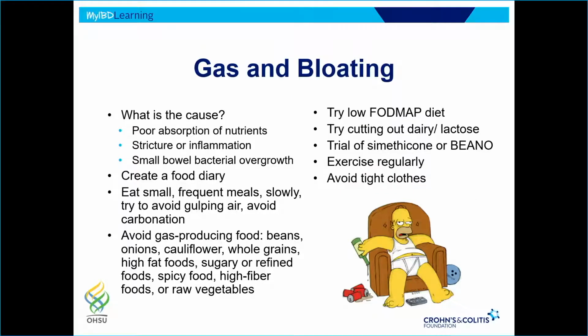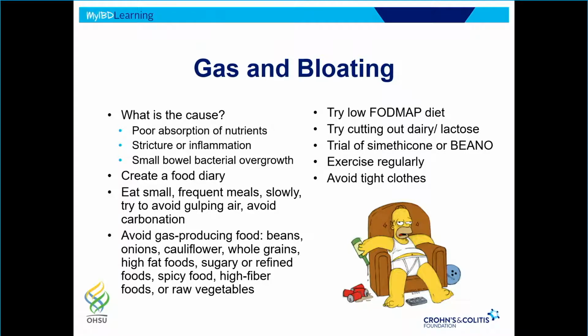Gas and bloating, again, very common. It can actually be a medical problem related to poor absorption of nutrients. It can be the sign that there's a stricture or a narrowing. So again, really important to rule these things out with your physician, ruling out small intestinal bacterial overgrowth, which can be another cause of gas and bloating. And then if you've ruled out those things, again, doing a food diary and seeing if there are potential triggers.